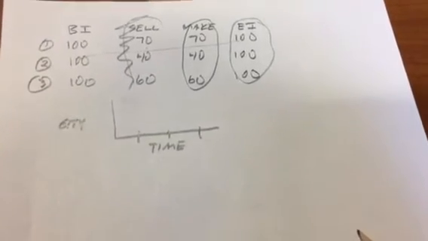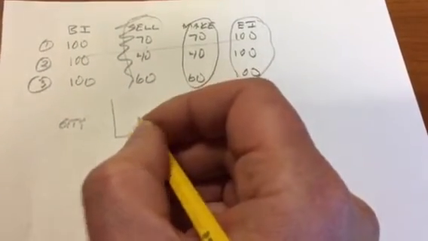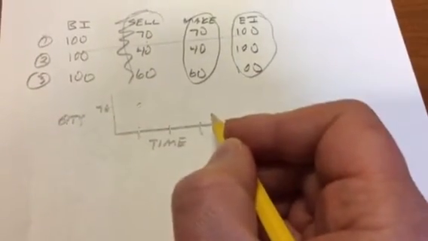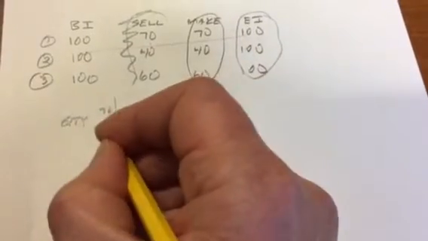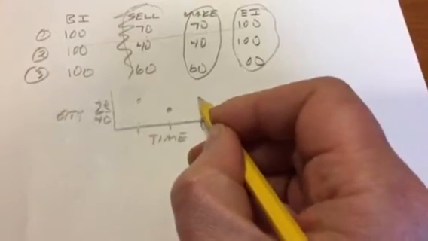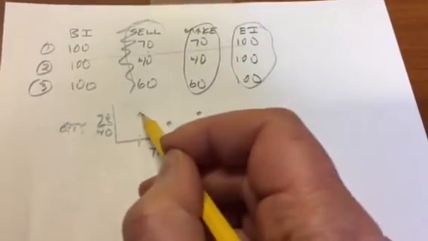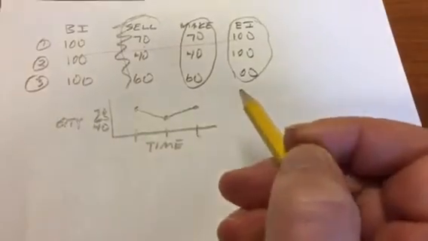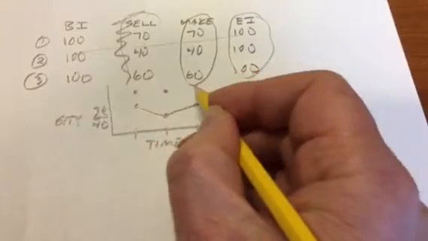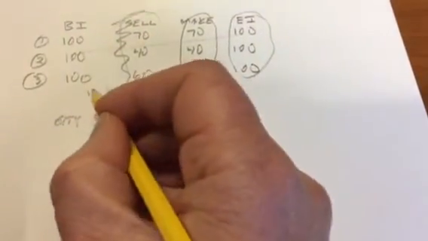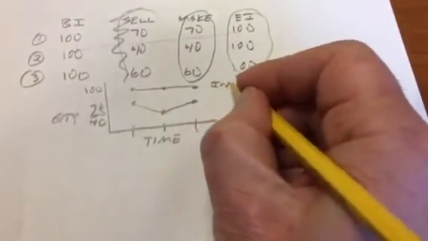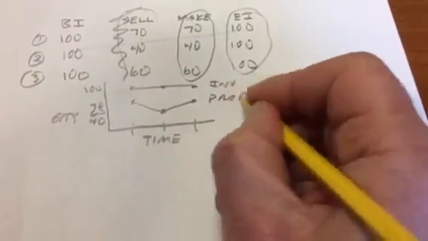Our production the first week is 70, so let's say that's there. The second week it's 40, that's there, and then it's 60 last week, right about there. So that looks about like that. What's our inventory? 100 the first week, 100 the second week, 100 the third week. Link those together just to make it a little bit more readable. Again, this is inventory, production.